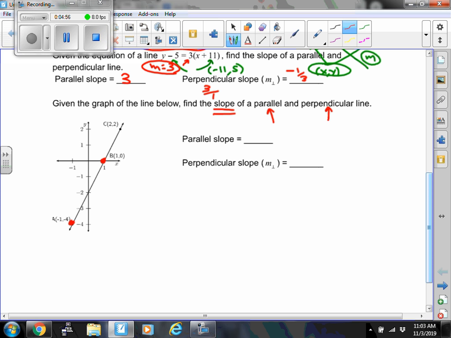So if I want the parallel slope, I'm looking at a parallel line, so the points won't be important. What is important here is I'm allowed to establish a slope. So I'm just going to pick any 2 points. You can pick any 2 points you want. You might want to pick that one because it's got positives, but I'm going to choose to pick the one with negatives in it.